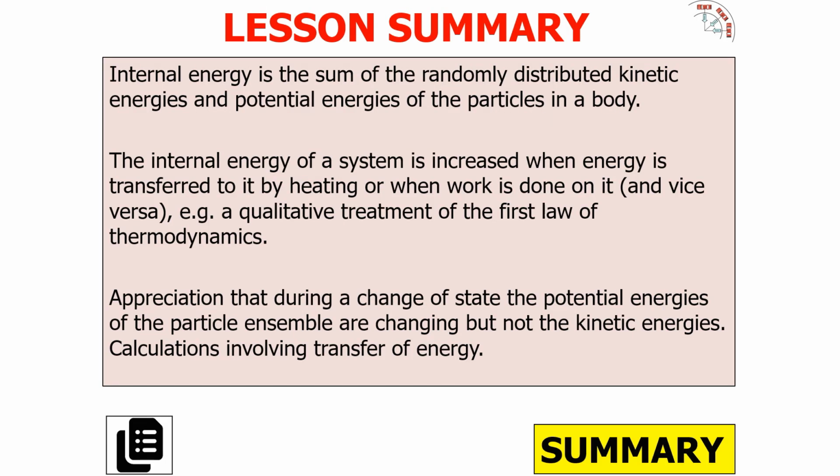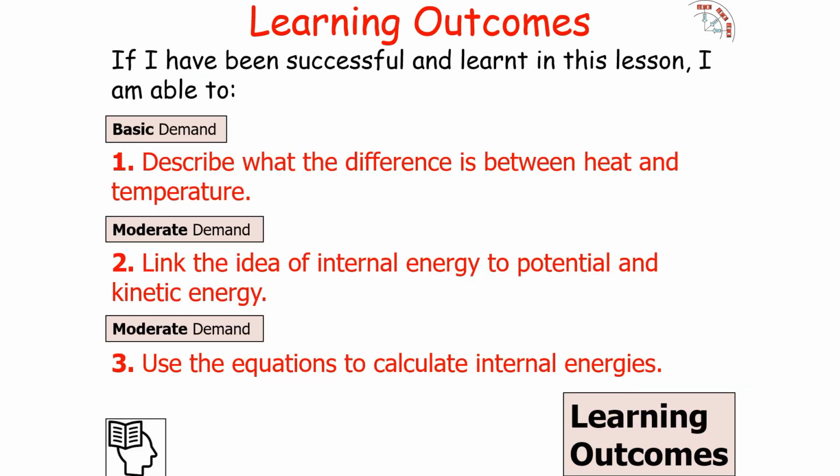So let's summarize what we've looked at in today's lesson. Internal energy is the sum of the randomly distributed kinetic and potential energies of the particles in a body. The internal energy of a system is increased when energy is transferred to it by heating or when work is done on it, or vice versa. So we've got the idea of the first law of thermodynamics. We've also got an appreciation that during a change of state, the potential energies of the particles are changing, but not the kinetic energies. So if we've been successful and learnt in today's lesson, we should be able to describe what the difference is between heat and temperature, link the ideas of internal energy to potential and kinetic energy, and use these equations to calculate internal energy.